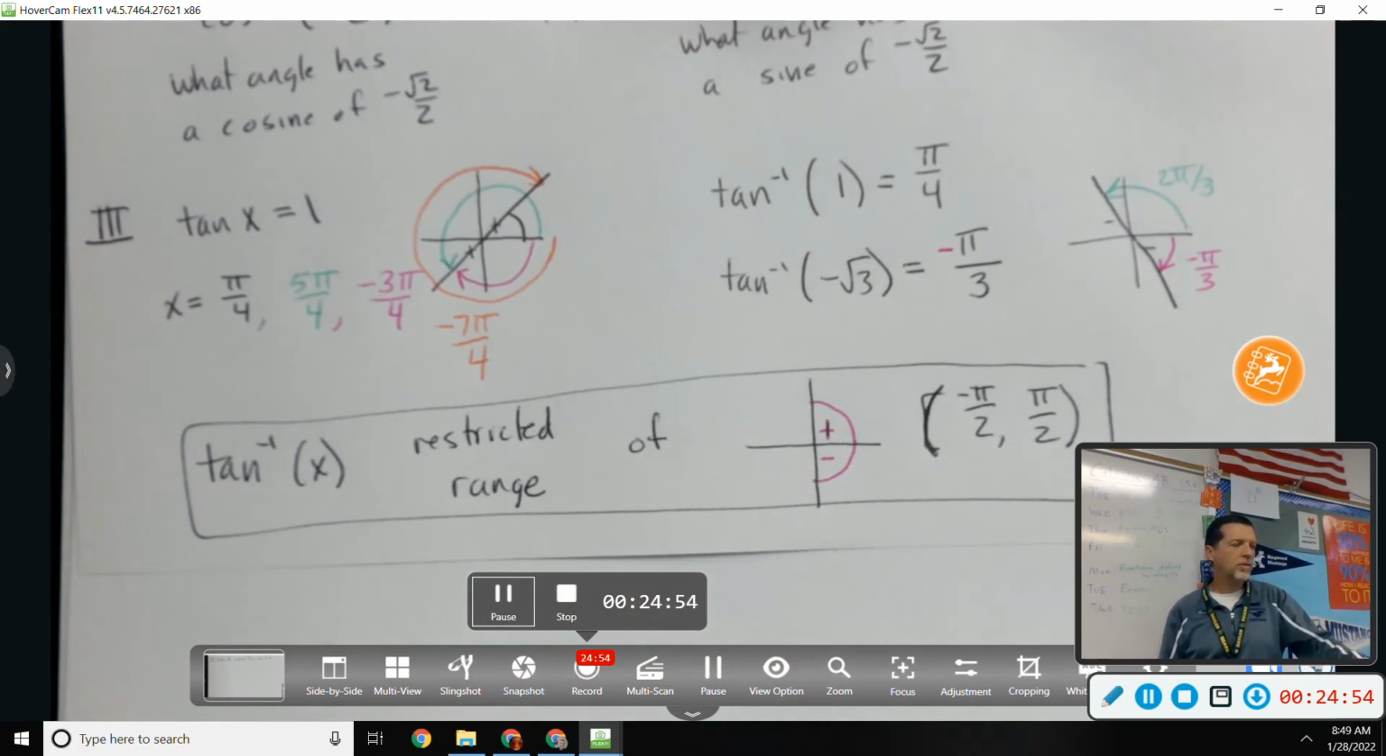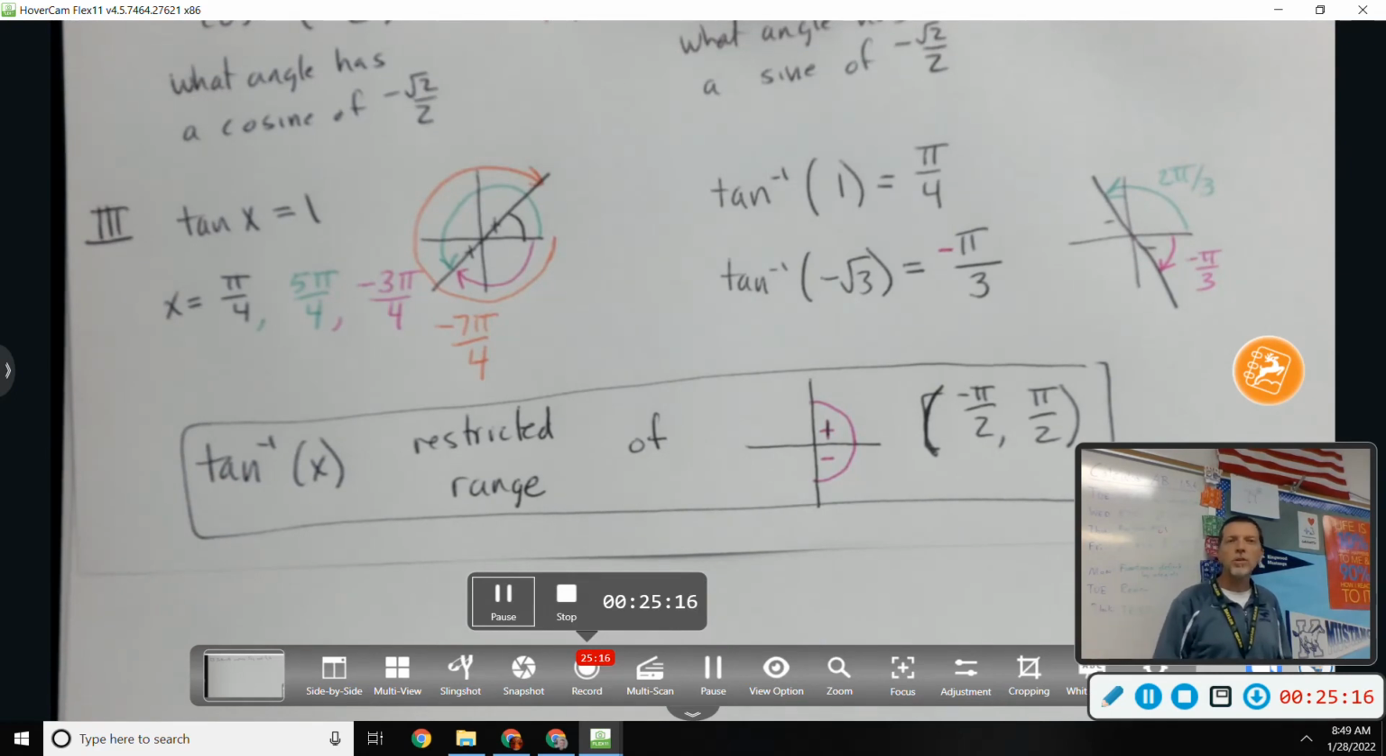I don't know if we've made the test yet, but that makes a good bonus question. So why is, or I guess first question is, how is that restricted range different than sine's restricted range? What's different? It's almost the same. It doesn't include those endpoints.